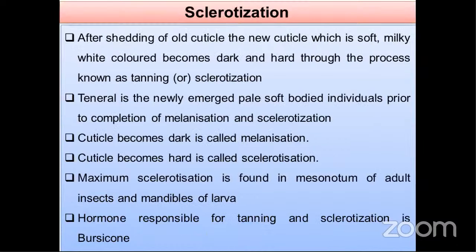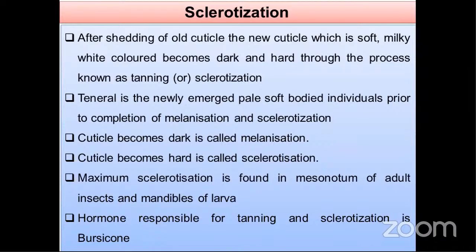And finally, the last one, sclerotization. Sclerotization means the darkening. In the starting stage, the cuticle is soft with a milky color. Later it will become hard. That's why we call these hard-like structures sclerotization.